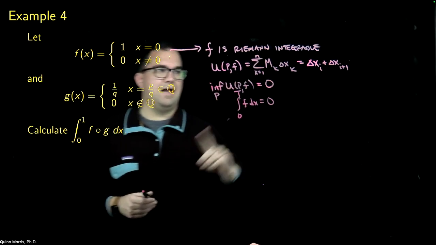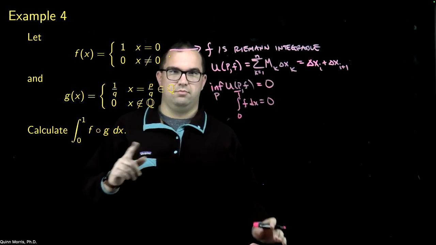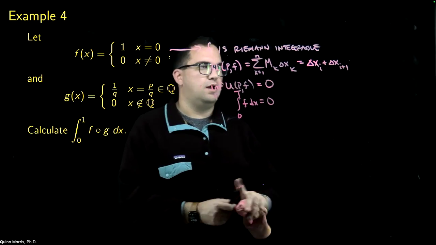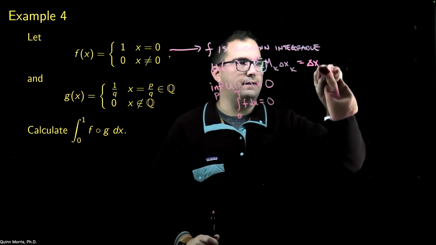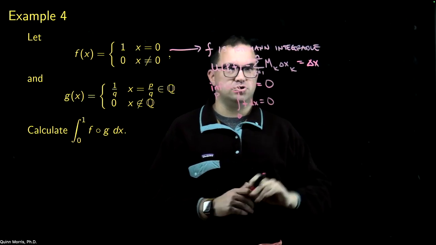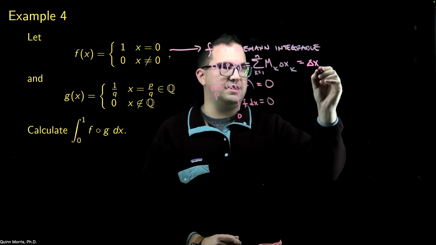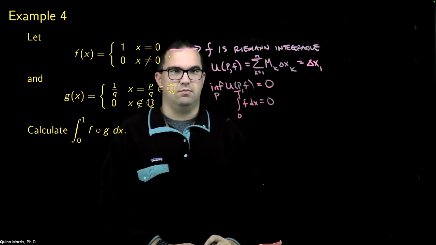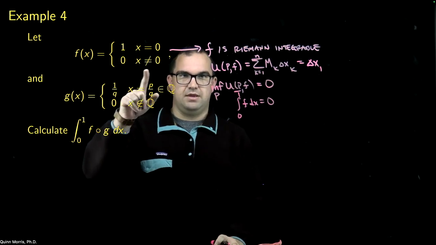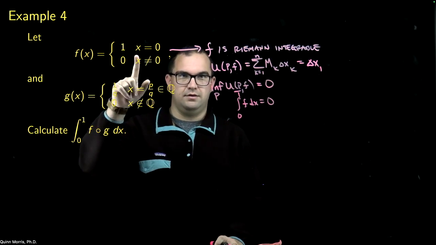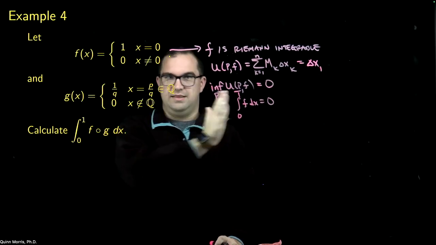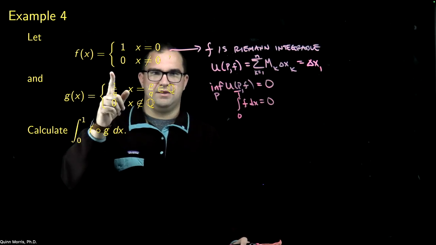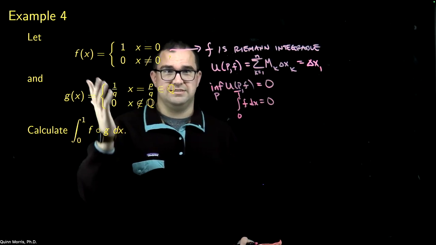Okay, no problem. Actually, now that I'm looking at this, being a little more careful, if we're looking at the interval 0, 1, you're only going to pick up the one subinterval that contains 0, and that's going to be the first one. So actually, you just get delta x sub 1 there. If I'm integrating this on the interval 0, 1, it's 1 at 0 and then 0 everywhere else. But this is Riemann integrable. The Riemann integral is 0.